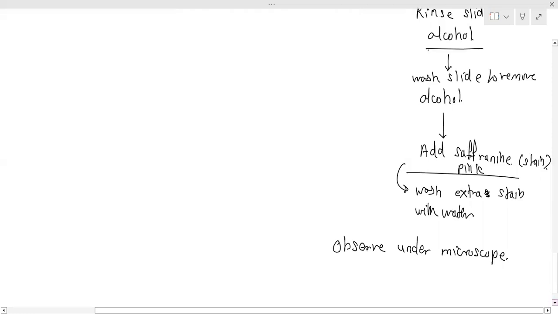This is the procedure of my experiment. Is that procedure clear to you? Remember, I added two stains. Crystal violet is the first stain, then iodine just to fix that crystal violet, and later on I washed the stain with alcohol, and afterwards I added saffron, another stain. Correct? Saffron is a pink color.